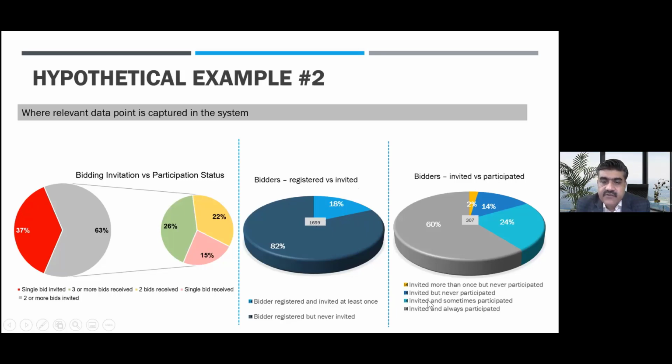24% which were invited, but they sometimes participated. There are 14% who never participated. You invited them every time, but they did not participate. And 2% of the cases wherein you invited them more than once, but they never participated. So probably these are the persons who do not exist at all.